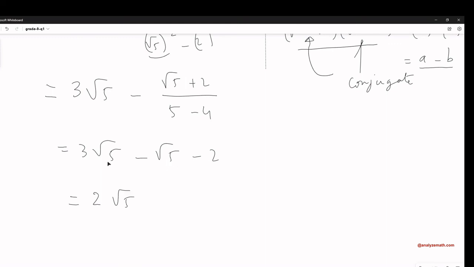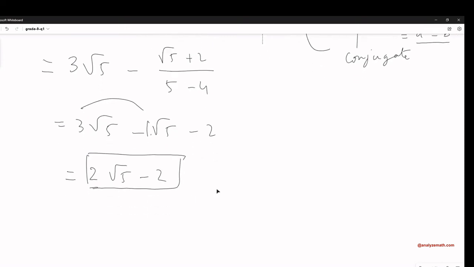Can you see this and this, the same radical, the same radical? There is a 1 here. So we do 3 minus 1 gives me 2. Square root of 5 is the common term. And this is the answer. This is the expression given to us in part D in simplified form.